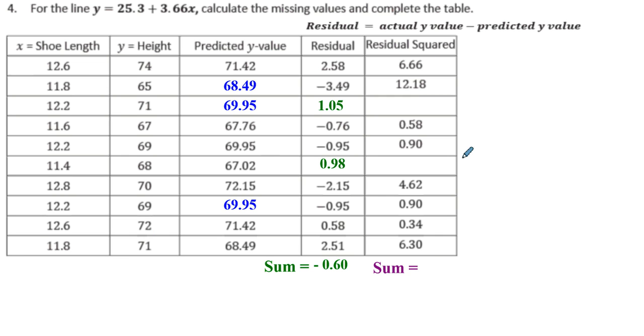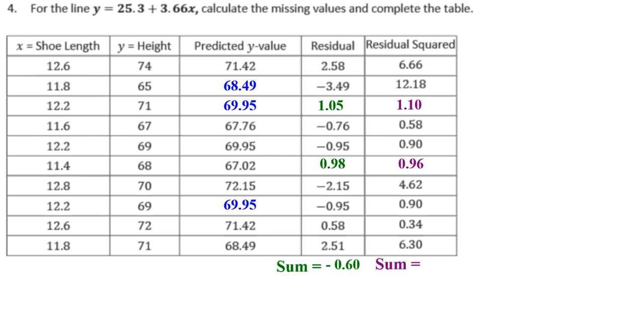Now, we also can calculate the residual squared. So we're just going to take these values and multiply them by themselves and check that sum. So if we do that, our missing values here would be 1.10 and 0.96. And again, we're going to look at the sum of all the residuals squared, which is 34.54. Again, the lower the sum, the closer our predicted values are to our actual values.